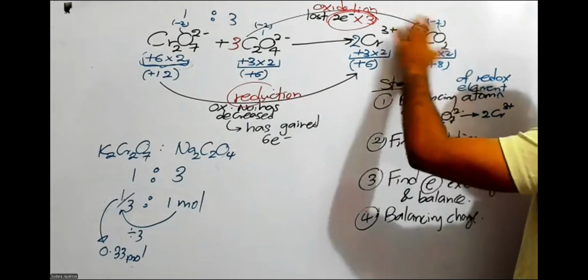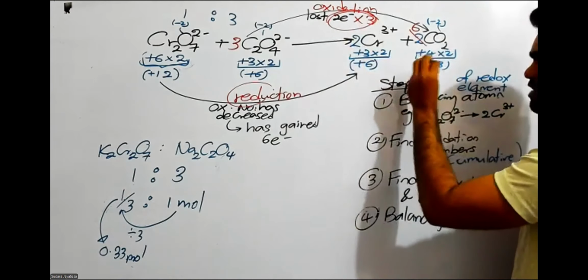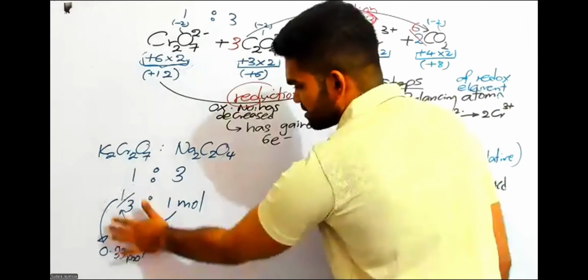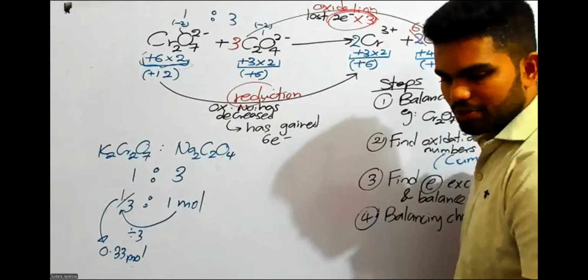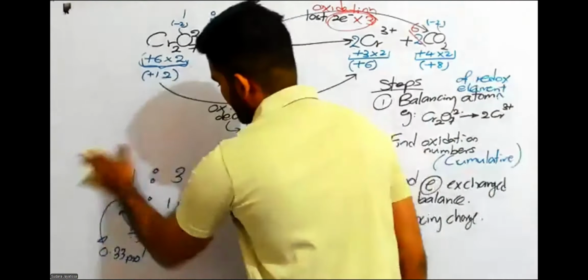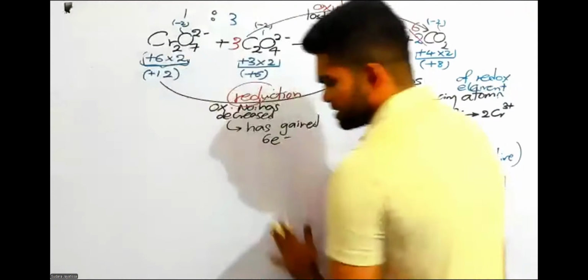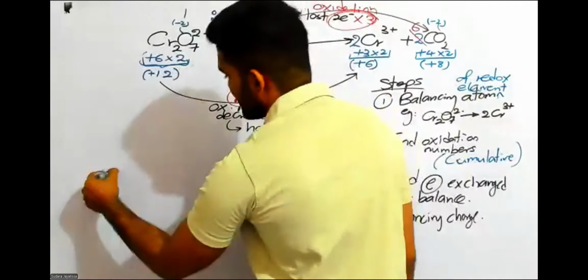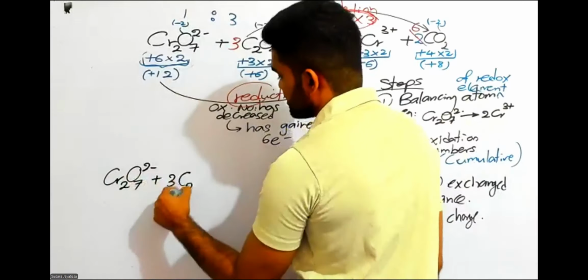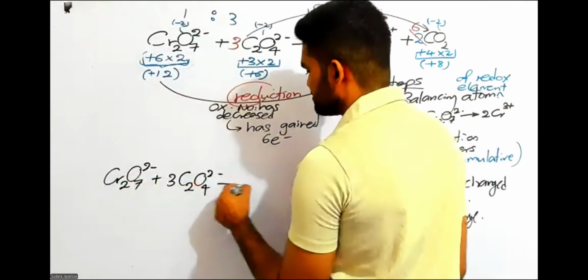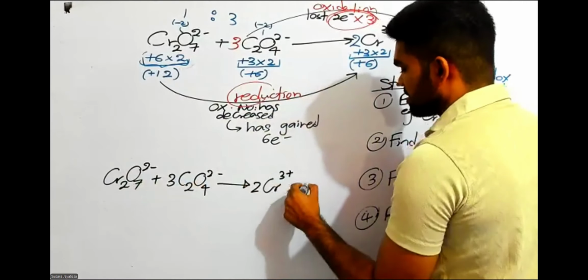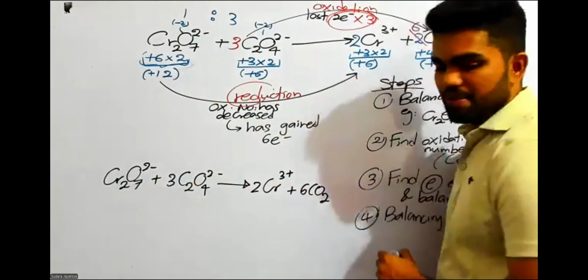Now, since I wrote so many things here, it might be confusing, right? Not clear. So I'm going to erase this part, the part where we found the answer. I hope you wrote down that one. So simply work with the ratio, okay? Now let's put this equation, the partly balanced one, here. Again, dichromate reacts with 3 C2O4 2 minus to give 2 Cr3 plus and 6 carbon dioxide. This is the one we balanced up to now.